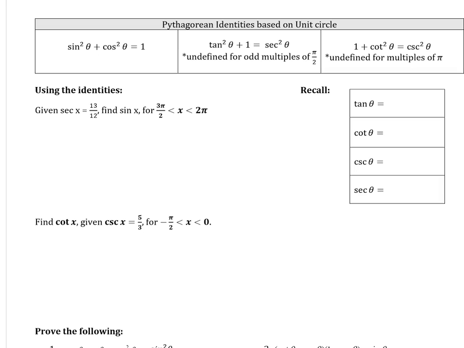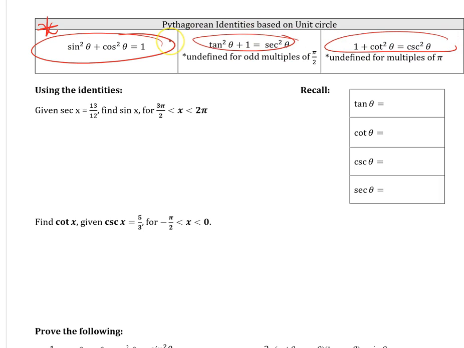Last thing I'm going to talk about in this video is your Pythagorean identities based on the unit circle. First one being the original, sine squared plus cosine squared equals 1. And then these are derived by dividing through by either sine or cosine. Okay? So using the identities, let's say I give you secant of x is 13 over 12. I want sine. If I look at my identities, sine isn't associated with secant, but it is associated with cos. So that means cosine of this angle is 12 over 13. I'm just going to use its reciprocal.